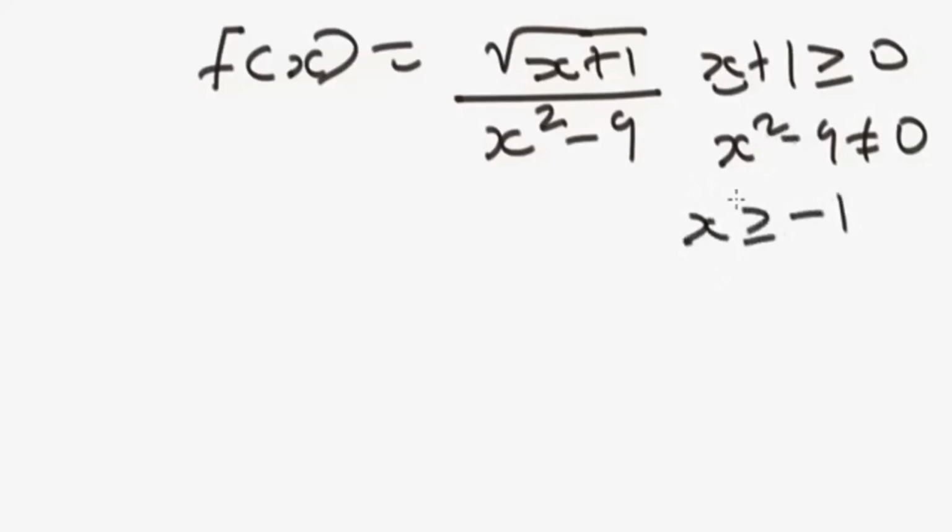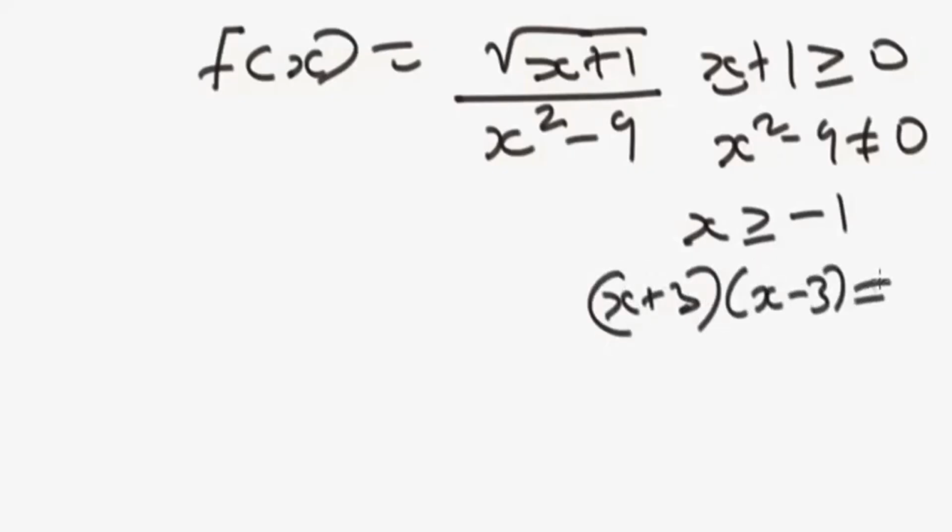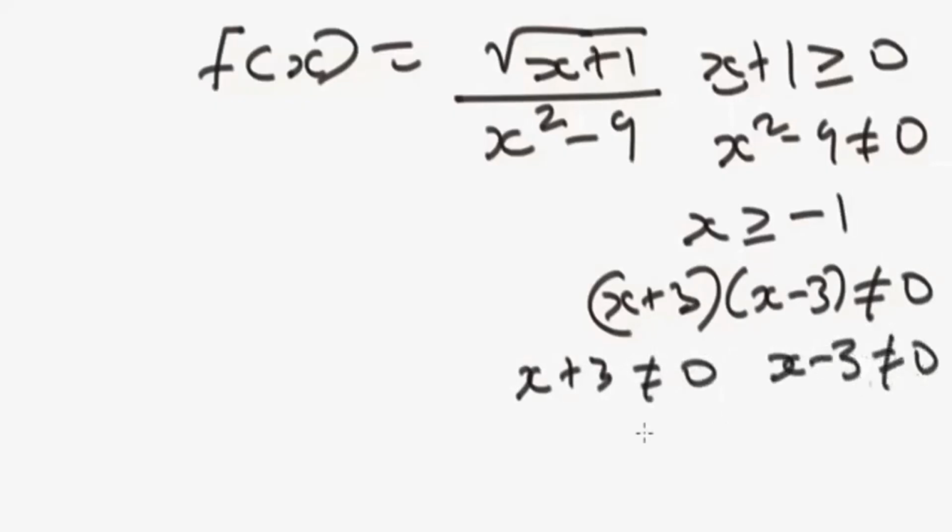So for this x squared minus 9, if you factorize, you're going to have x plus 3 times x minus 3 not equal to 0. So we're going to have x plus 3 not equal to 0 and x minus 3 not equal to 0. Okay, so make x the subject of the formula. I'm going to give you x not equal to negative 3 and x not equal to 3. So this will be the domain of the function. How do you present this in interval notation?